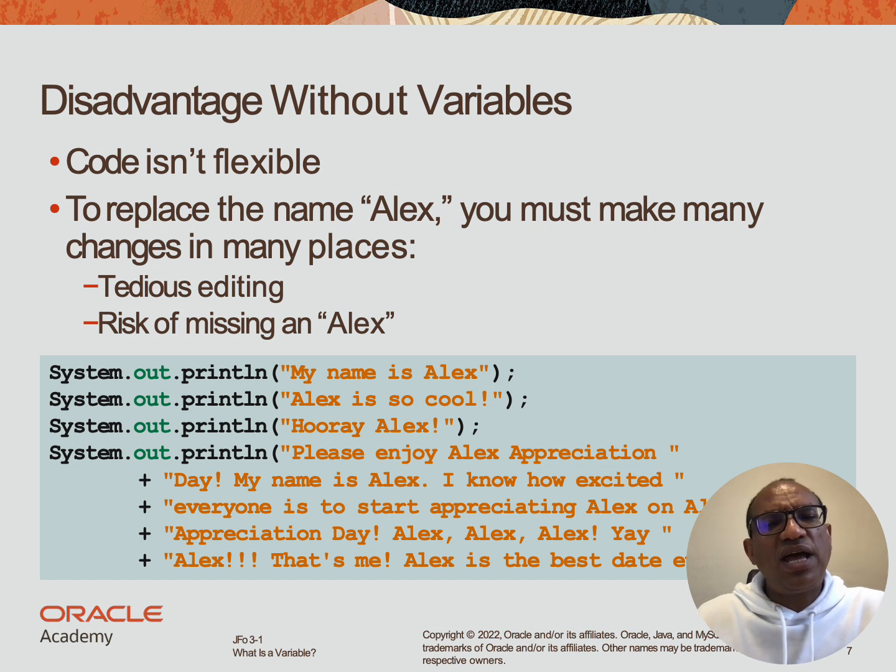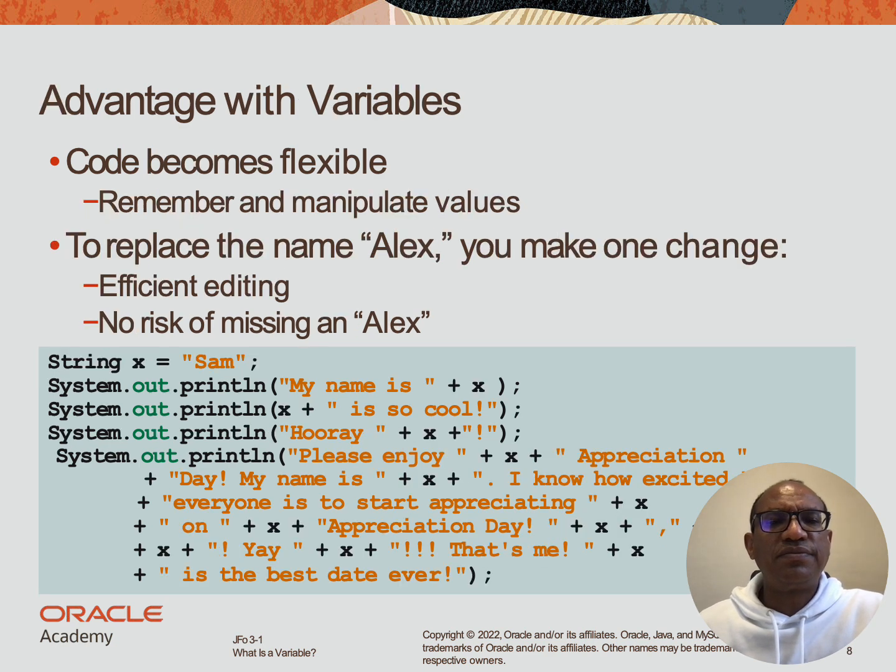Now, imagine having to change the name Alex throughout a program without using variables. It would require editing every instance, which is tedious and error-prone. This is the variables 01 project. With variables, you only need to make one change to update all references. This makes your code flexible, easy to edit, and far less prone to mistakes.